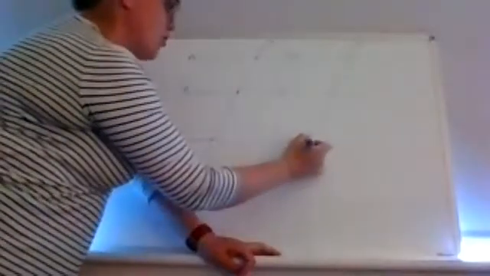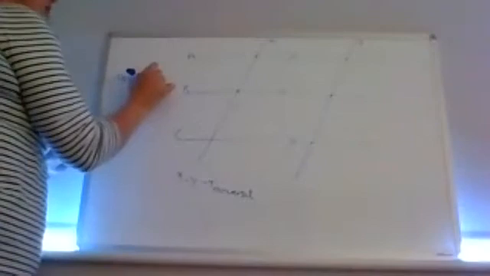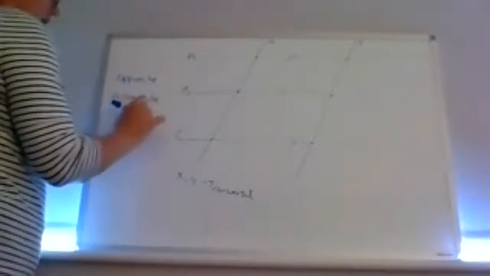Okay? So the rules that we're talking about in these are vertically opposite, so we just call them opposite for short, alternate, and corresponding. They're the angles you're dealing with. What do each of those mean?